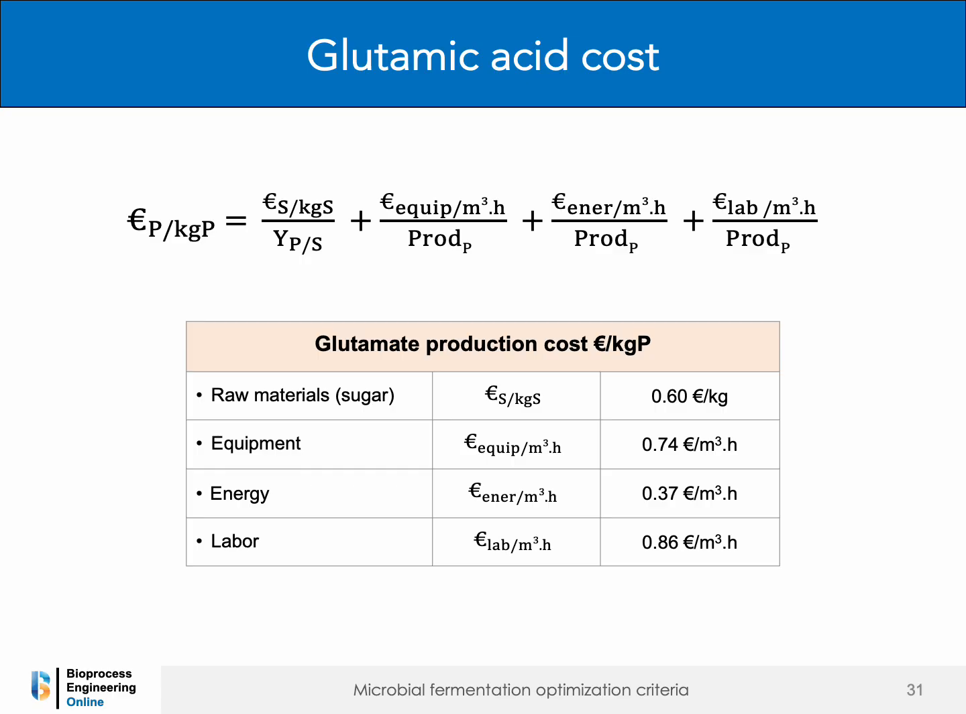The production cost of glutamic acid per kilogram of product is evaluated using the four-term cost model, which includes the material, equipment, energy, and labor costs per kilogram of product. This cost can be expressed as a function of the two key technical criteria, fermenter productivity and sugar conversion yield into glutamate. In this evaluation, the following unit costs are used: sugar cost, 0.6 euros per kilogram. Equipment utilization cost, 0.74 euros per cubic meter an hour. Energy cost, 0.37 euros per cubic meter an hour. Labor cost, 0.86 euros per cubic meter an hour.